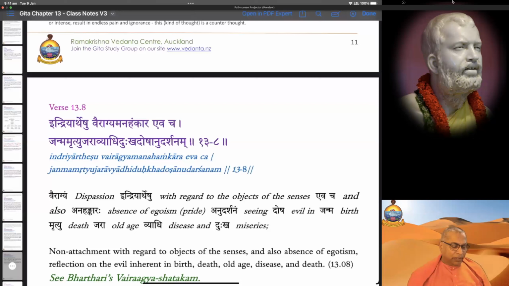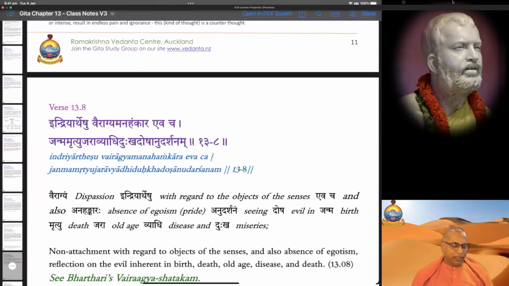So then comes indriyartheshu vairagyam. Vairagyam means dispassion. Indriya artheshu, artha means sense objects, something to see, something to eat. The senses have this tendency to constantly go outwards, so we restrain that with vairagyam. Anahankara eva cha, absence of egotism. Even if one has a lot of knowledge or has made some spiritual progress, one should not become very egotistic, because then again we fall into the trap of this prison house of jivahood.